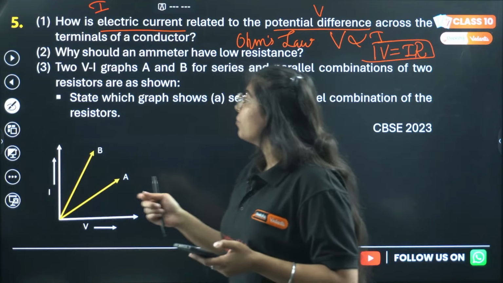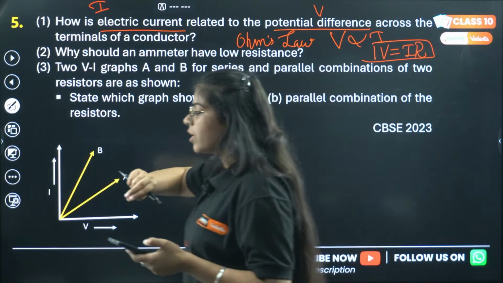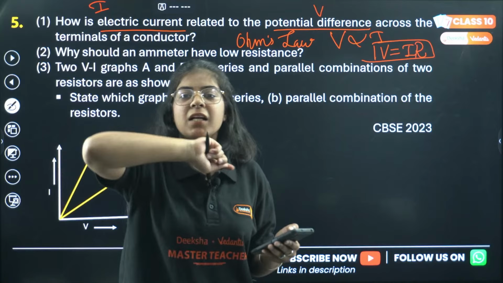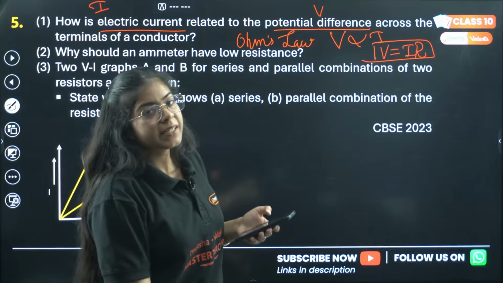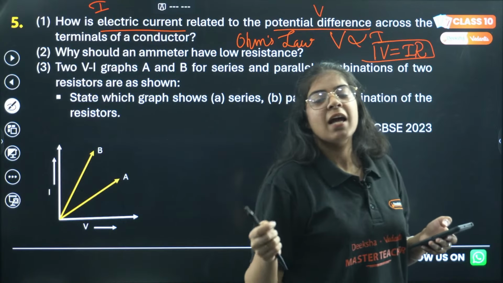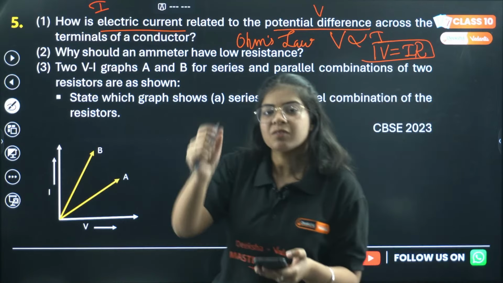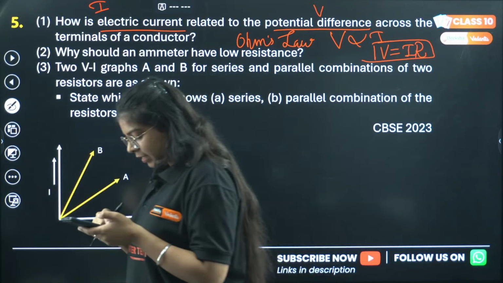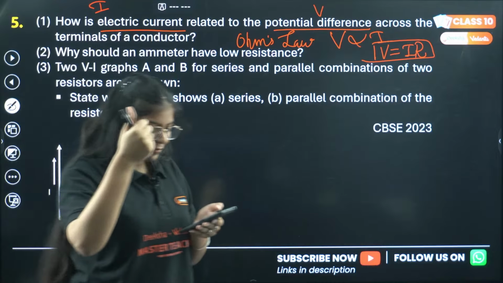That is why we have low resistance of the ammeter, so that 5 ampere of current can completely pass through it, and it can measure the value of 5 ampere, and hence we know the exact value of current that is passing through that circuit. Correct? Yes, your answer was correct.